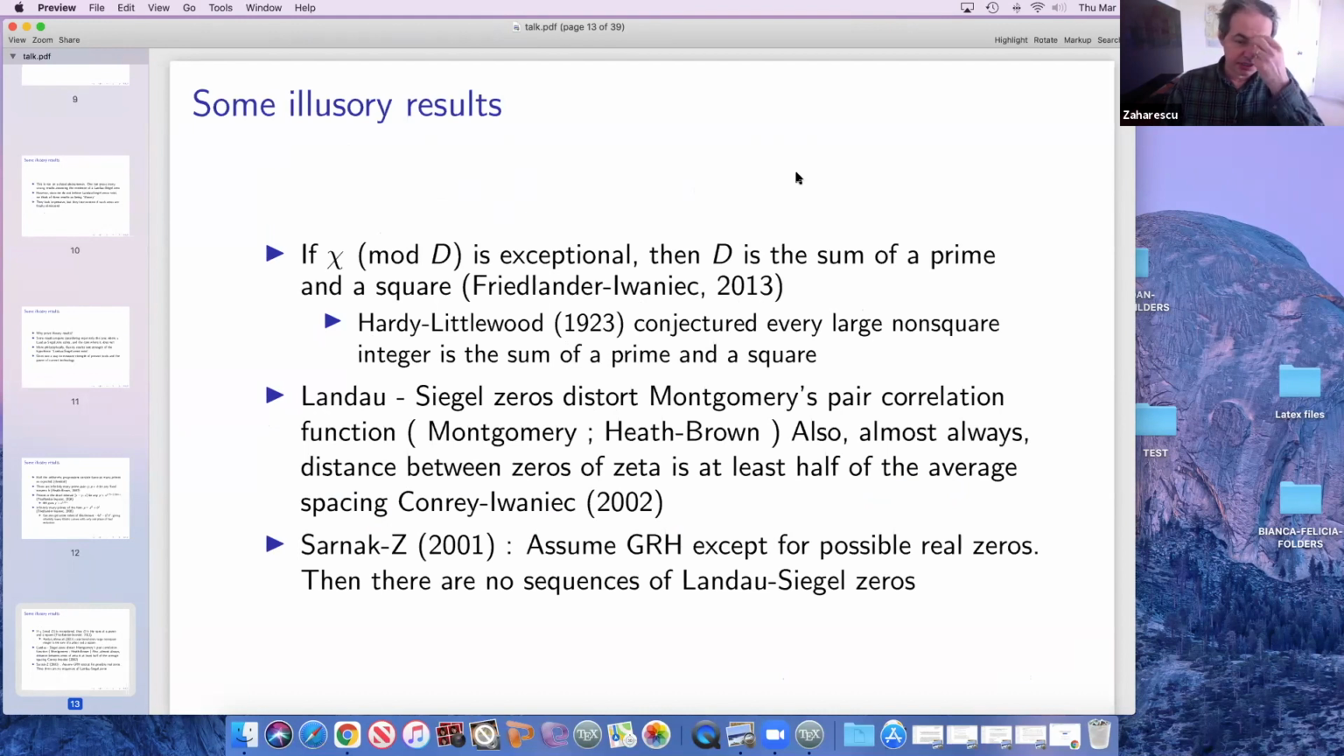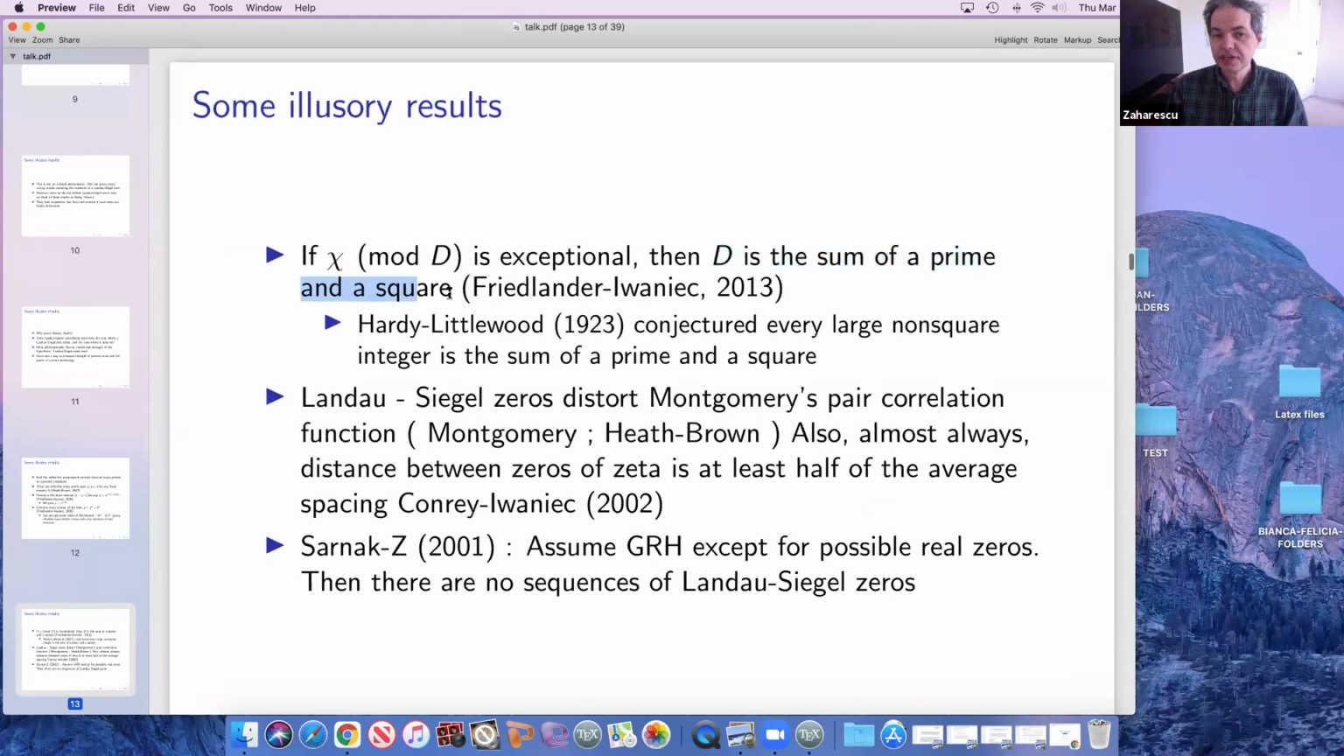One more result. Again, Friedlander-Iwaniec, 2013. They show that if chi mod D is exceptional, meaning again, L(1, chi) is very small, then D is the sum of a prime and a square, which is a nice result, taking into account the well-known conjecture of Hardy and Littlewood in 1923, that every large non-square number is a sum of a prime and a square.